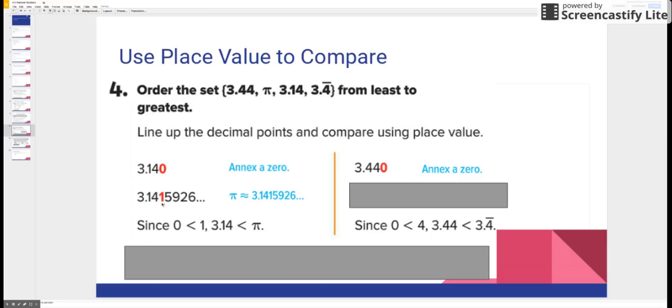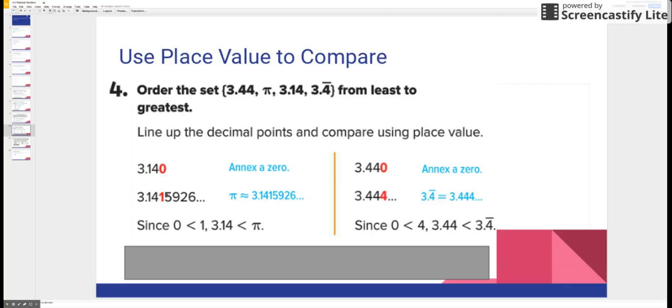Here's a 3.1415926. This is pi. And here is a 3.4 repeating. Let's add another 4 to the end of it. Alright, so all I did was make sure that each of these had 3 numbers after the decimal place. That way, now it's easy for me to compare.